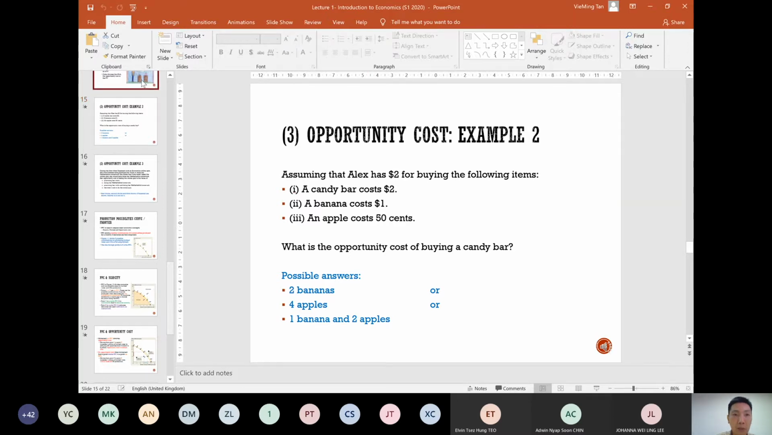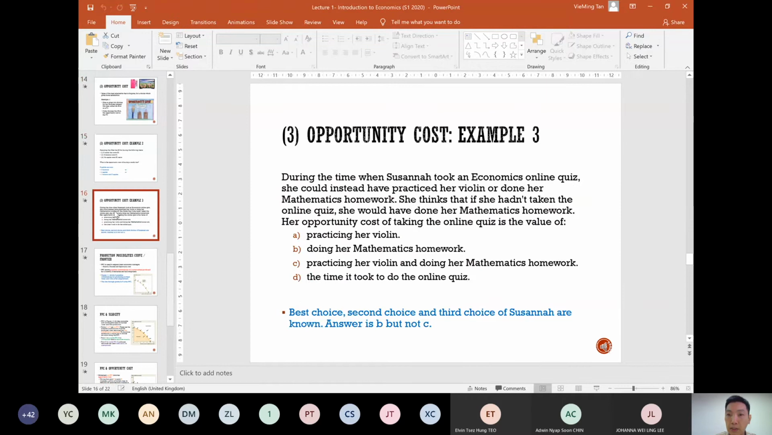There is one question, I think it's this question. This question only tests understanding of opportunity cost. Let's try to revise this question again. During the time when Susanna took an economics online quiz, she could practice her violin or do her mathematics homework. She thinks that if she had not taken the online quiz, she would have done her mathematics homework. So her opportunity cost of taking the online quiz is the value of which one? Which is the answer?